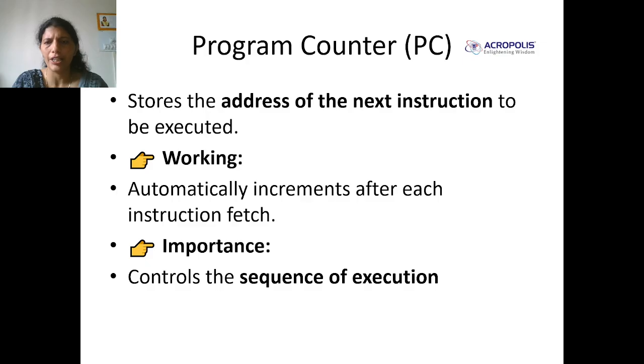Suppose that we have I1, I2 and I3. If I1 is executing, the program counter will store the instruction I2, and if there is a branch statement, then it will store the instruction to that control. What is the importance of the program counter? It controls the sequence of execution. It will tell which instruction will be executed next after this instruction.